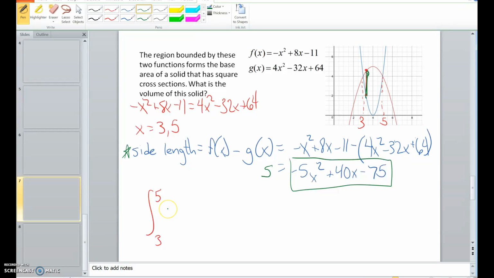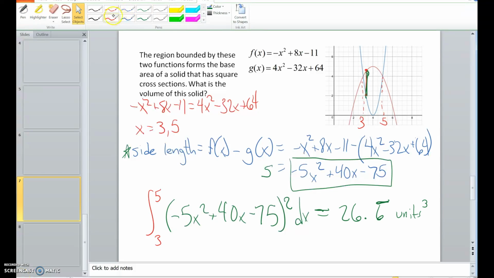So then to find the area of each cross section, we're going to take that side length, negative 5x squared plus 40x minus 75, and square it. The area of a square is just the side length squared. So this is our integral. So go ahead and punch it in your calculator and see what you get for the volume of this solid. Alright, so when you punch it in the calculator, you get that the volume is 26.6 repeating cubic units.